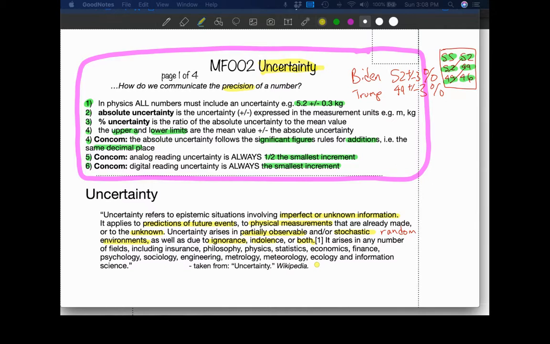It occurs in all kinds of situations. It is a fundamental transcending concept of really all human endeavor: insurance, philosophy, physics, statistics, economics, finance, psychology, sociology, engineering. If you name it, there is something involved where there is uncertainty, even the law. And so uncertainty is a big concept not only in physics, but for all human endeavor.